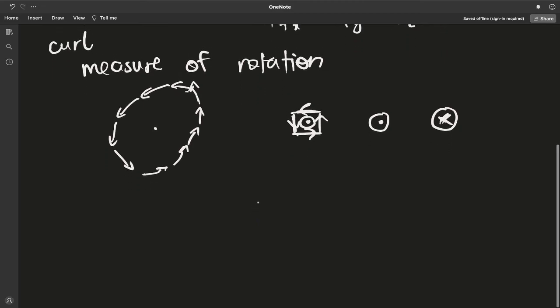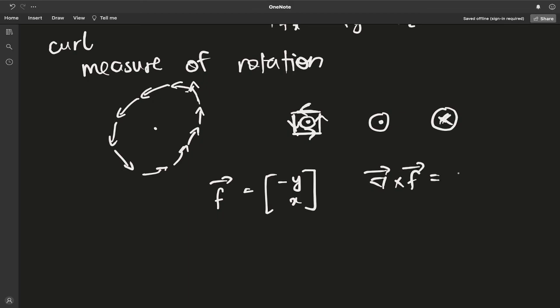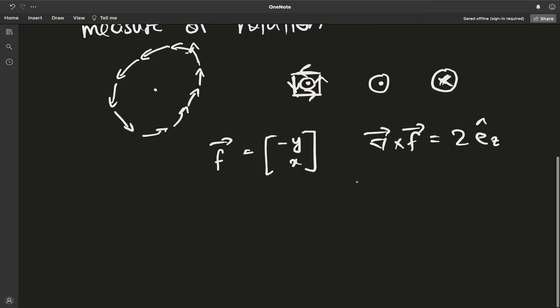Now let's take this simple example of f equals negative y and x. The curl, it turns out, is pretty simple. It is just a constant 2 z hat. And the way this vector field looks is sort of like this.